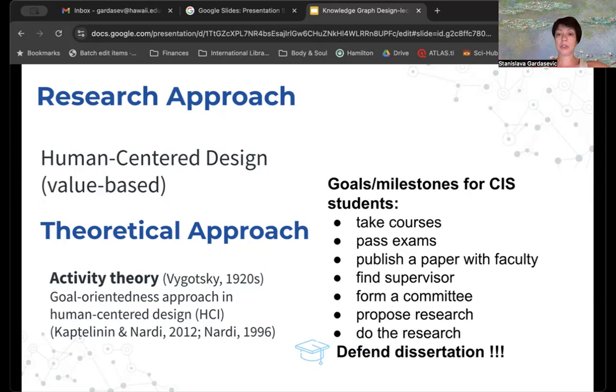And for this population, there are several milestones and goals that we need to take in order to come to the overall goal for us all and for you all, which is to defend the dissertation. So basically, we have to take courses, pass exams, publish a paper with faculty, find a supervisor, form a committee, propose this research, and do the research in order to defend this dissertation. These are the goals that are outlined by the policy of this program.